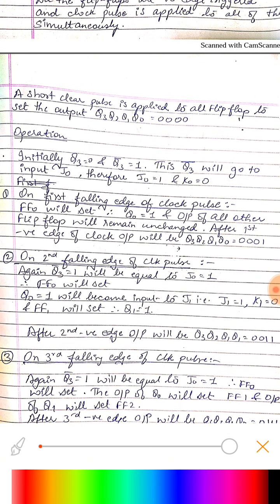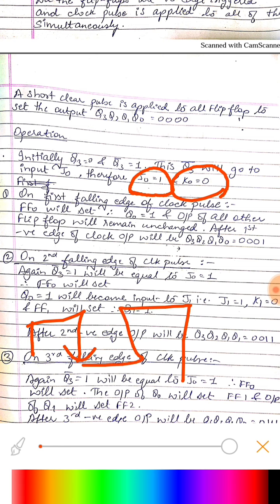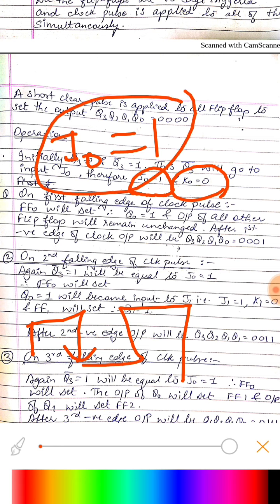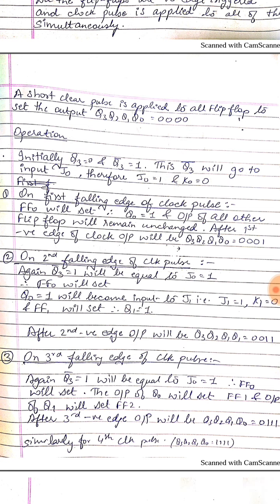As we can see, Q3 bar will go to J0, and J0 will become 1 and K0 would be 0. So on the first falling edge of our pulse, what would happen? The first flip-flop, that is FF0, will set, because the input J0 is equal to 1, and we all know the truth table of JK flip-flop. It will be set if I provide J equal to 1 and K equal to 0. So Q0 will become 1.